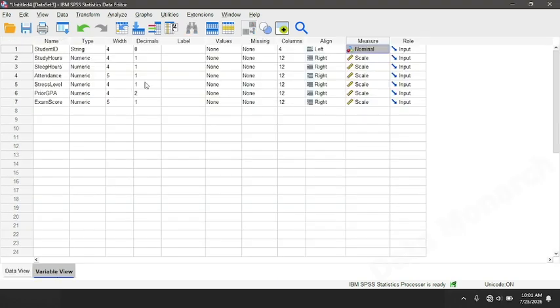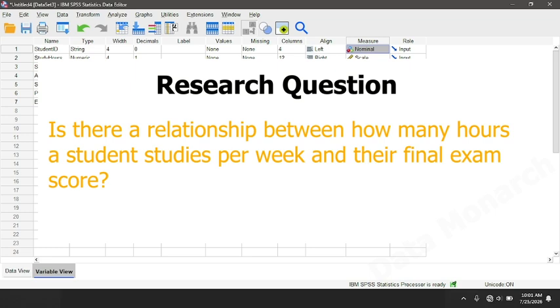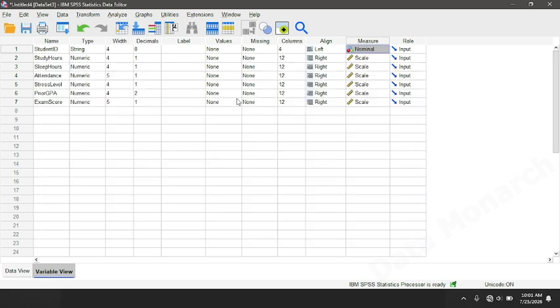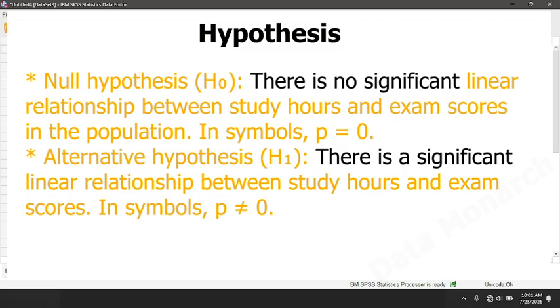So here's our research question. Is there a relationship between how many hours a student studies per week and their final exam score? Let's translate that into formal hypotheses. I hope you all know that there are two types of hypotheses. We have the null hypothesis and the alternative hypothesis.